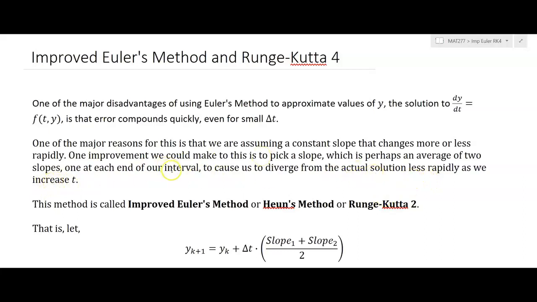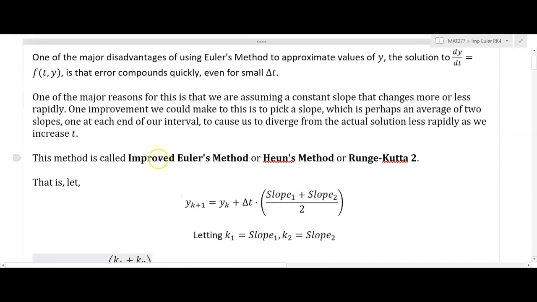If, for example, we compute one slope and it's too high, and we compute a second slope but it's too low, then the average of them, in theory, should get us closer to the slope that's just right. This improvement to Euler's method is often referred to as improved Euler's method, or Heun's method. I am not so familiar with this name for it, but I'm guessing this is the individual who modified it. I usually think about this as Runge-Kutta 2.